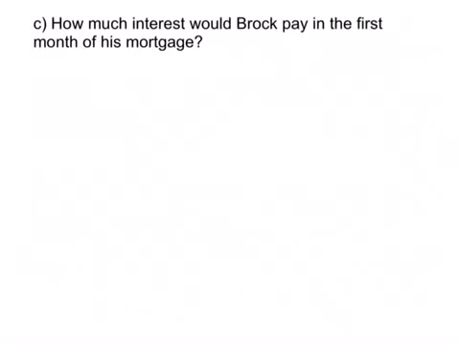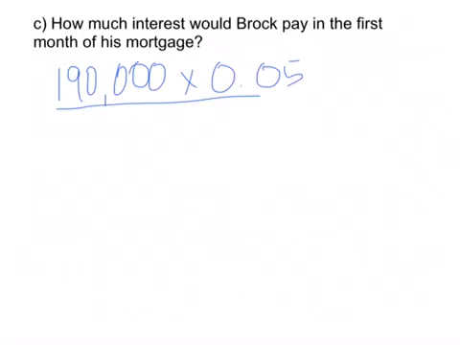Okay. Next slide. This one's reasonably straightforward. We just take the unpaid balance. In this case, in the first month, that would be $190,000. And we multiply that by the rate of interest as a decimal. He's paying 5% interest, so that would be times 0.05, and then we divide that by 12 months in a year. So in the first month, he pays $791.67 in interest.